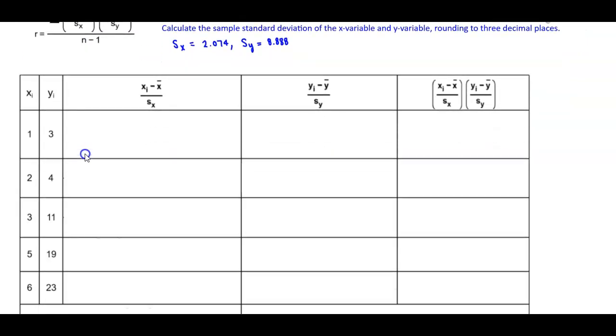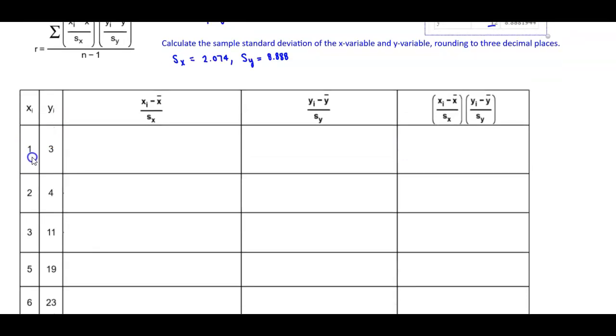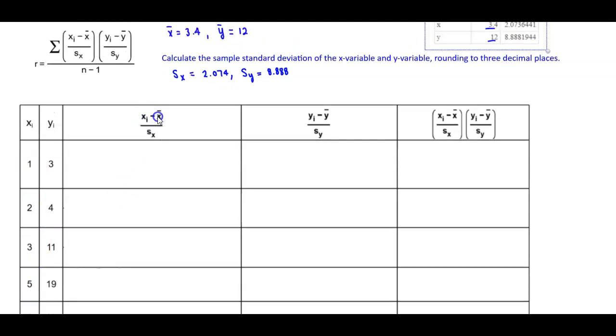Okay, so if we notice here, we have the values of x. X goes 1, 2, 3, 5, and 6. So that represents x subscript i. The sample mean is going to be 3.4, and we're dividing it by the standard deviation of x, which is 2.074. Okay, so let's take a look here.